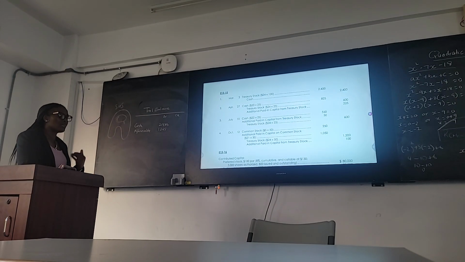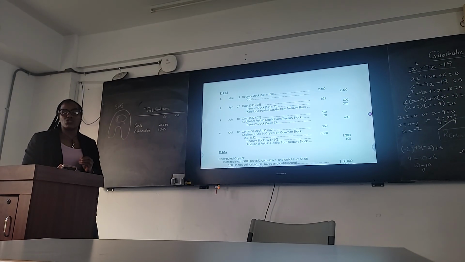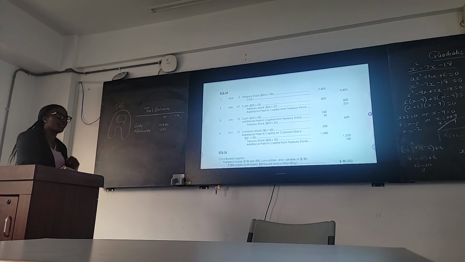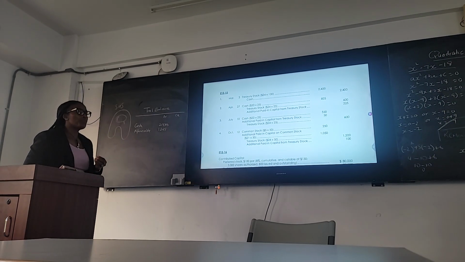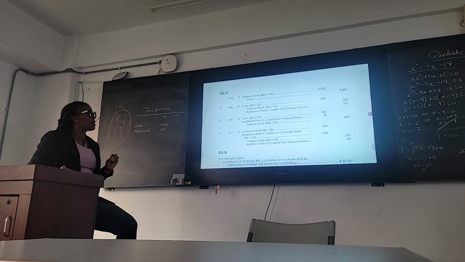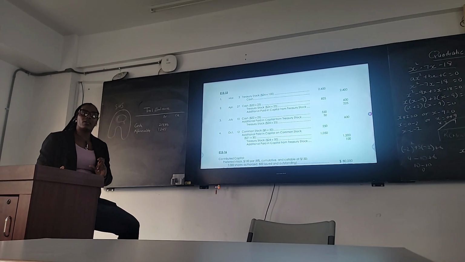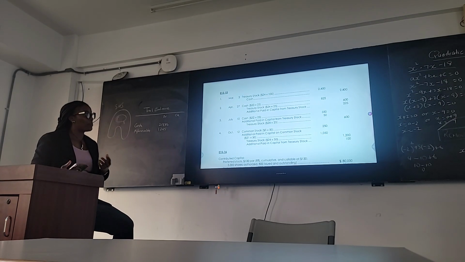Those stock that they're taking back, once you're reclaiming any type of shares, it goes to treasury stock. They are reclaiming 100 shares at $24, so we simply debit treasury stock 24 times 100 for $2,400, and we credit the cash for the same because they're paying for it.